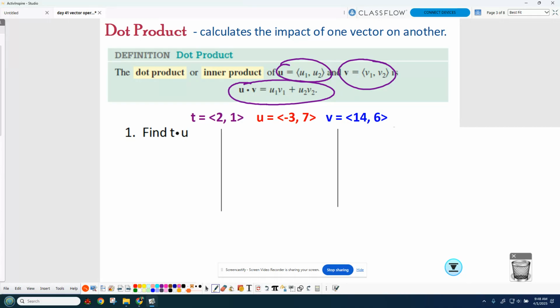Just to show you, vector t here is 1, 2, and vector u is negative 3, 7. Does it look like those vectors are going in the same direction, opposite direction, sort of the same direction? They're both going up, but they're going differently left and right. So I'm thinking the dot product's gonna be positive, but not huge. So let's calculate. Dot product is going to be x value times x value plus y value times y value.